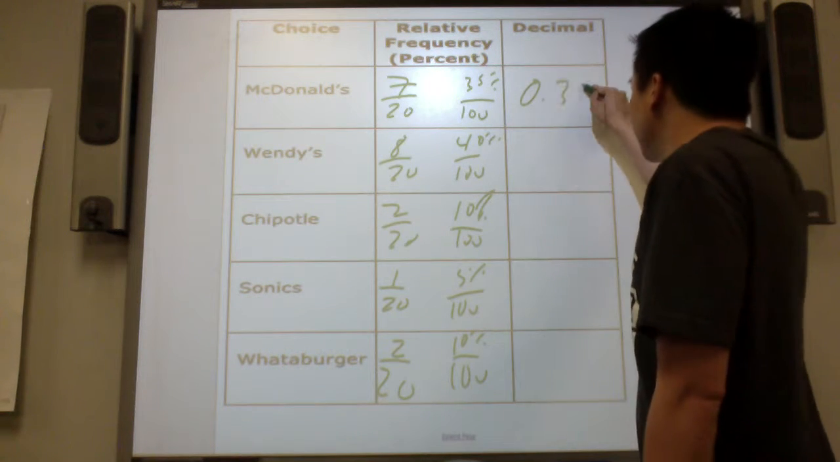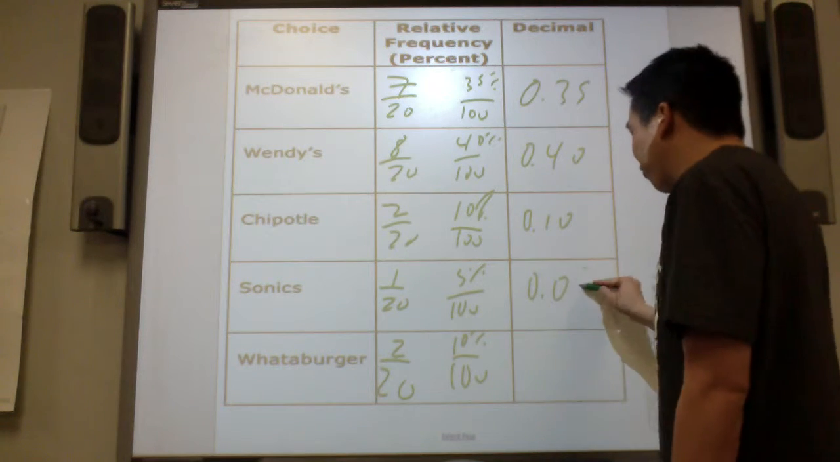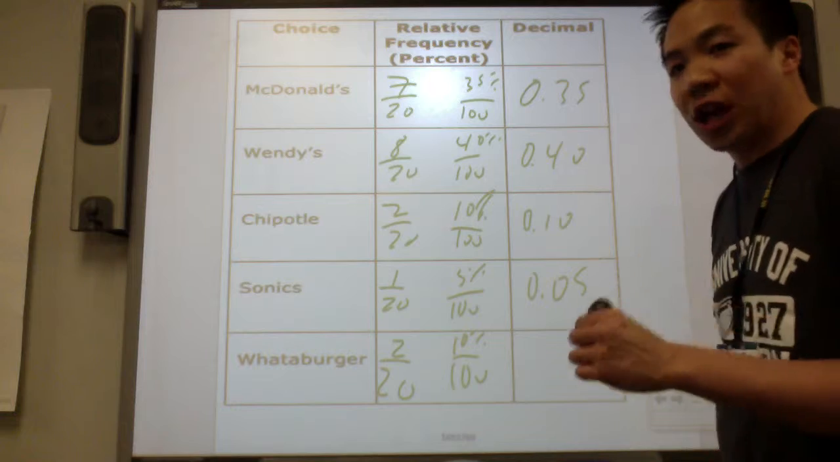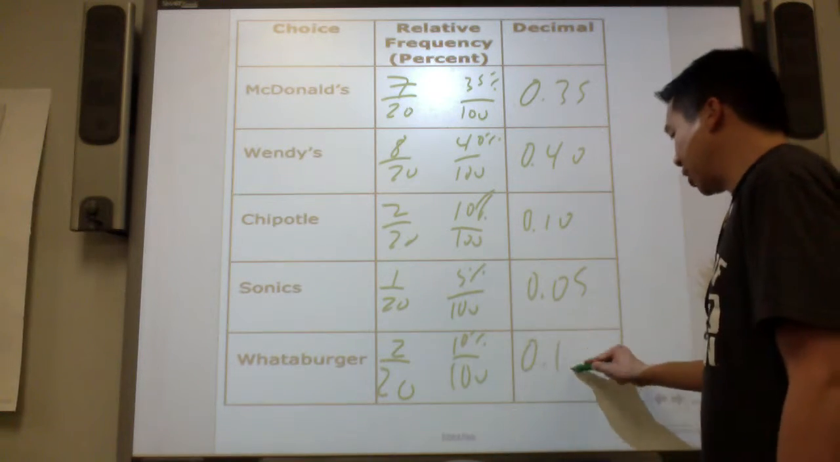So what's the decimal? 0.35, 0.40, 0.10, 0.05. Be careful, do not write 0.5, that's 5 tenths or 50 hundredths. And 0.10.